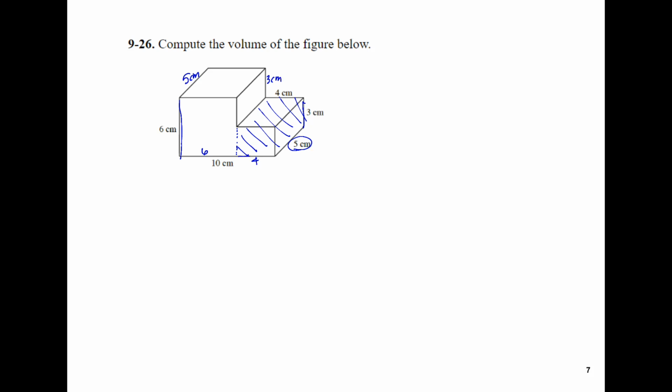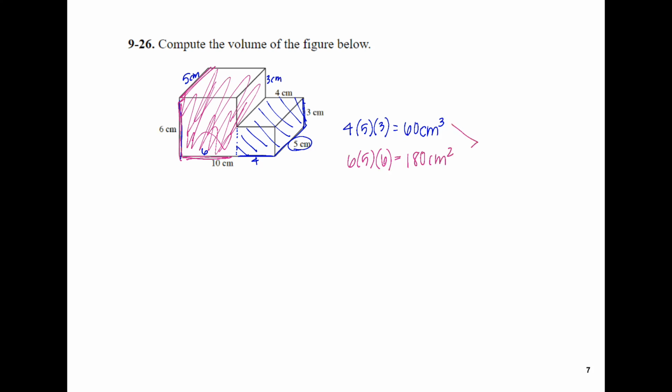So to find the volume of this rectangular prism, I'm going to do length times width times height. So 4 times 5 is 20 times 3 gives me 60 centimeters cubed for the volume of the blue piece. If I then find the volume of the pink piece and add them together, I know that my length is 6, my width is 5, so 6 times 5 is 30, times my height of 6 gives me 180 centimeters cubed. I then need to add those two together, so I get a total of 240 centimeters cubed.